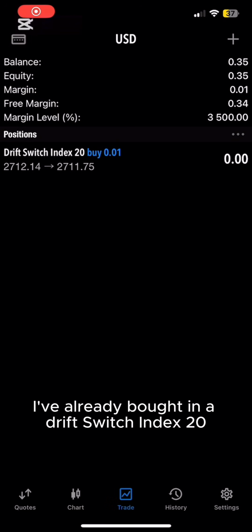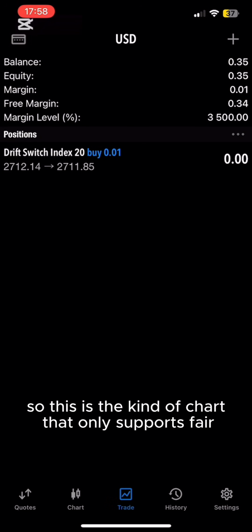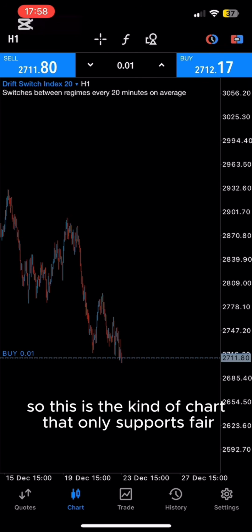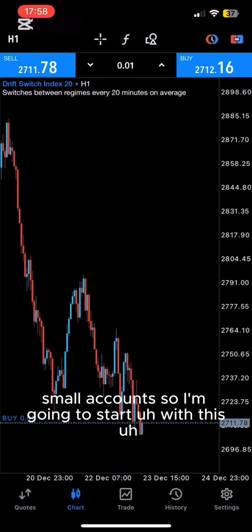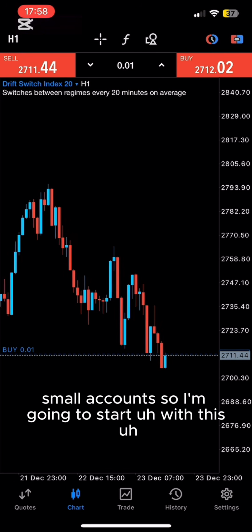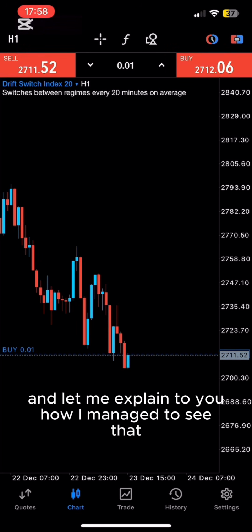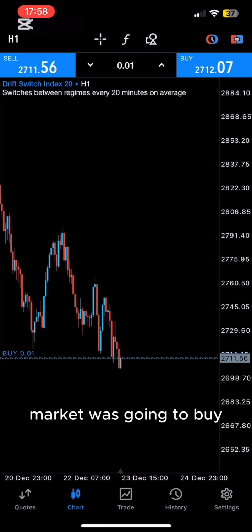So as you can see, I've already bought in a Drift Switch Index 20. This is the kind of chart that only supports very small accounts. So I'm going to start with the Drift Switch, and let me explain to you how I managed to see that the market was going to buy.